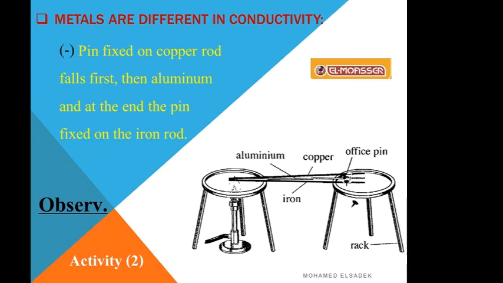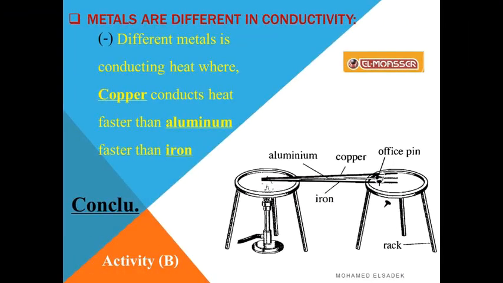What is your conclusion؟ ايه استنتاجك بقى؟ Different metals differ in conducting heat. المعادن المختلفه مختلفه في التوصيل. طب لو كانوا similar metal يبقى similar conductivity، موصلين برضو متساويين طبعا. Where copper conducts heat faster than aluminium. Aluminium conducts heat faster than iron.